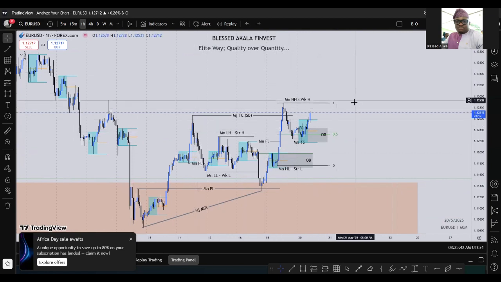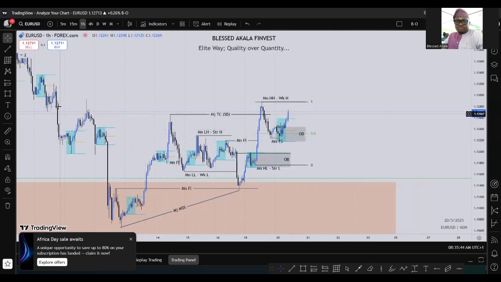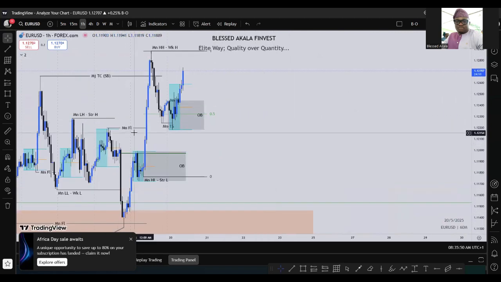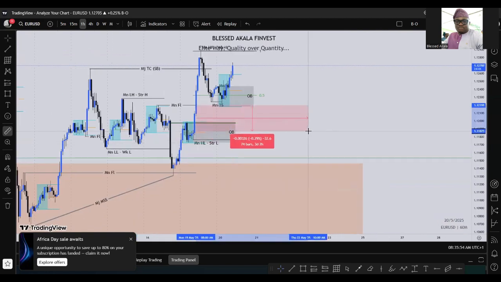Either supporting price or resisting price from going down. But now what we are having is a mitigation block, which is a minor flip that is sending price even higher in the market. And as you can see, the same thing happened there. So that's number two now.